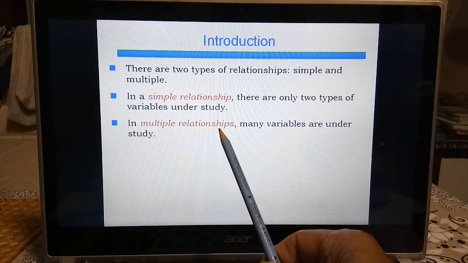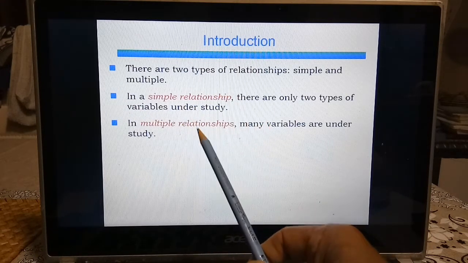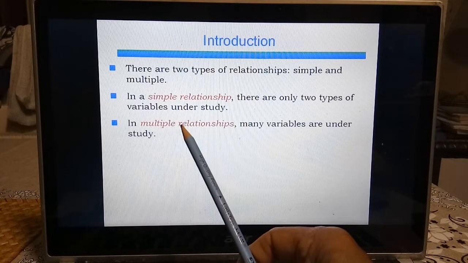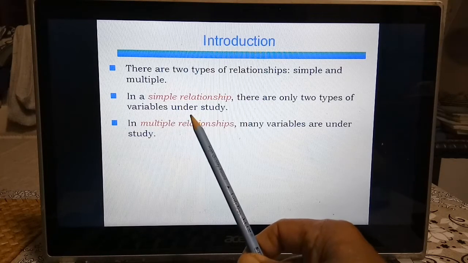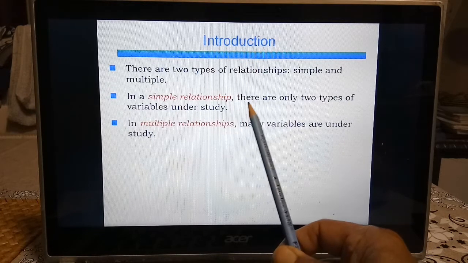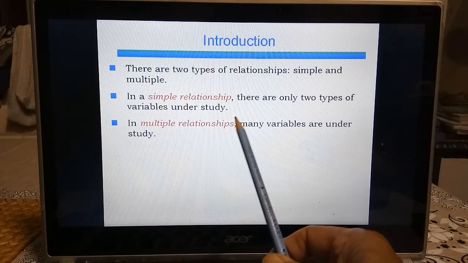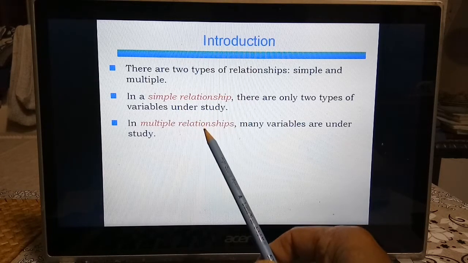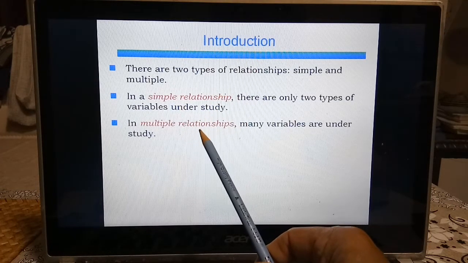Okay, for a multiple relationship, many variables are under study. Okay, contohnya pelajar daripada keluarga sederhana dengan keupayaan untuk matematik, keupayaan untuk bercakap dalam bahasa Inggeris dan keupayaan untuk independen. Itu adalah hubungan yang variable yang banyak. So we call this multiple relationship.